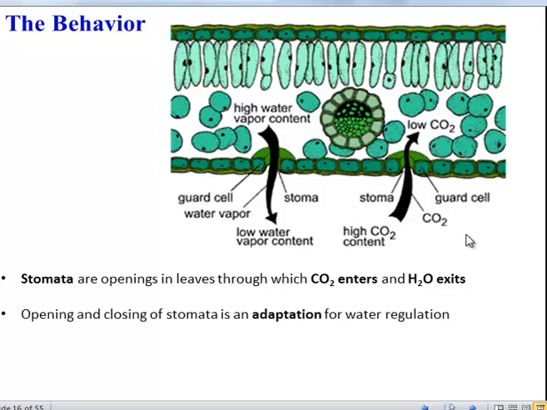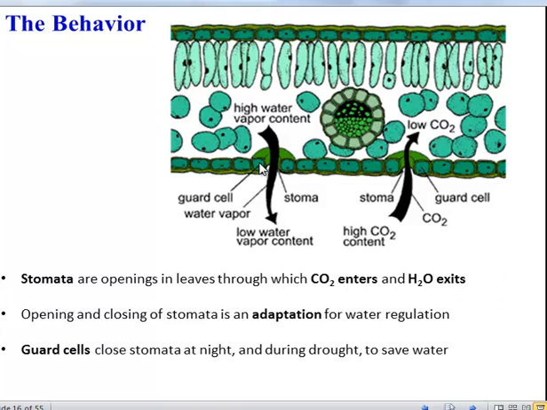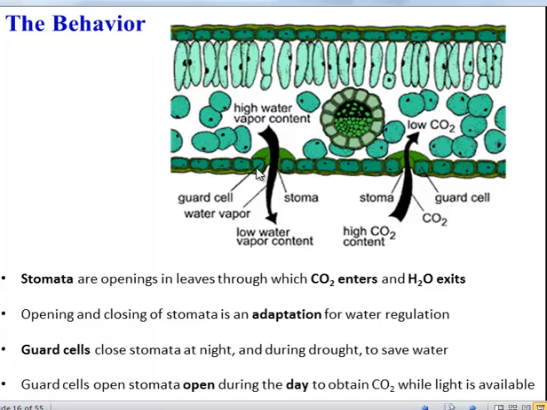Now, opening and closing the stomata is an important adaptation for water regulation. For example, at night, the cells on either side of the stoma, the guard cells, will close the openings to conserve water, because at night there's no light for photosynthesis, so it doesn't make sense to keep the stoma open. Why build up CO2 if you can't do anything with it? Meanwhile, during the day, the guard cells will open the stoma, and unfortunately that means some water will be lost, but it's an important trade-off because the plant has got to take in CO2 to make food through photosynthesis.